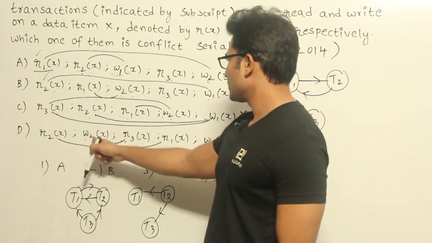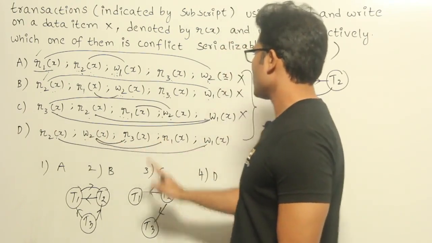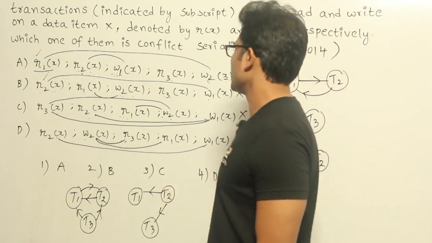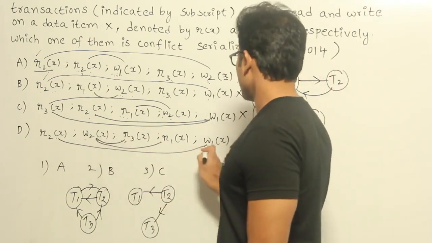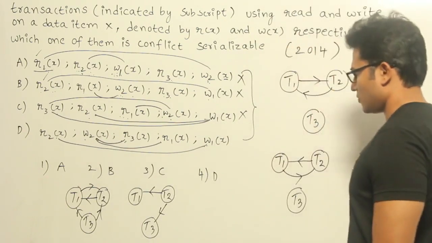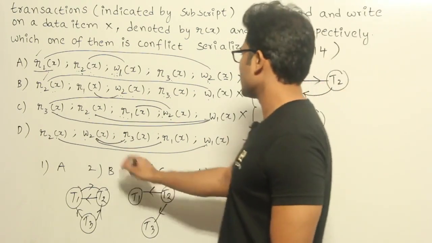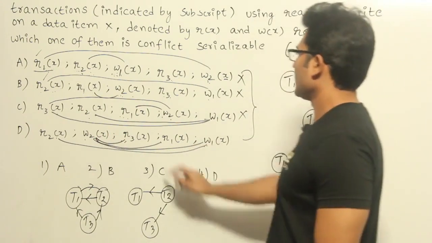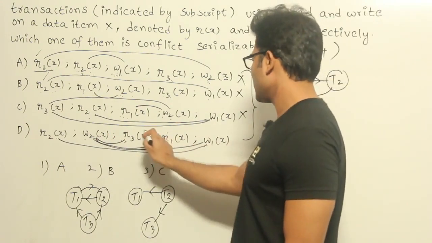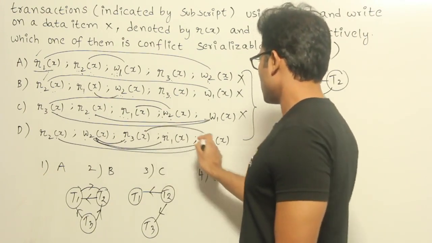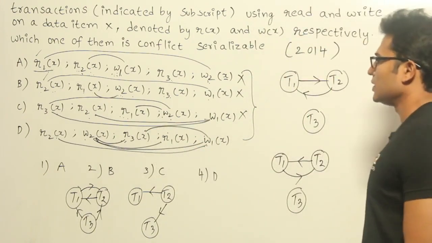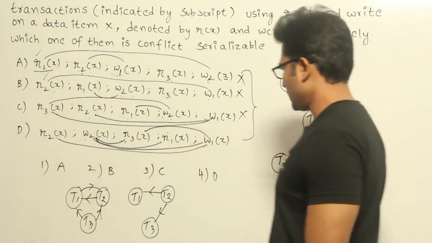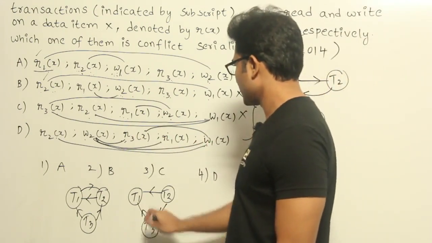And then this one is, yes, there is a conflict. This conflict is saying that W2 followed by R1, which means T2 followed by T1. Yes, it is already there. And again there is a conflict here, W2 followed by W1, which means T2 followed by T1, isn't it? Okay, now let's look at this one. No conflict. Yes, there is a conflict. This conflict is saying that T3 followed by T1. Why? R3 followed by W1, therefore T3 followed by T1 here.